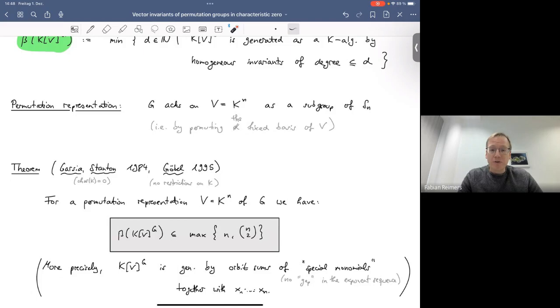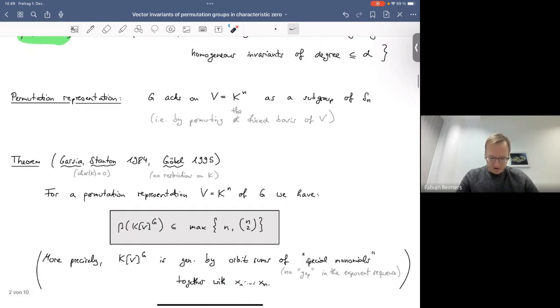And Göbel's theorem is, of course, more precise than just this degree bound. It tells us that the invariant ring is generated by certain orbit sums. Well, this is always true for permutation groups, but we don't have to take orbit sums of all monomials. We only have to take what he called special monomials, which are monomials that have no gap in the exponent sequence. So something like x1, x2 cubed would not be a special monomial because there's nothing squared in the exponent sequence. So these are special monomials, together with the monomial x1 times up to xn.